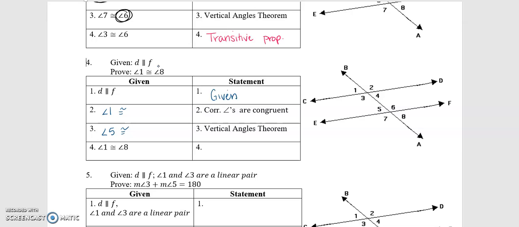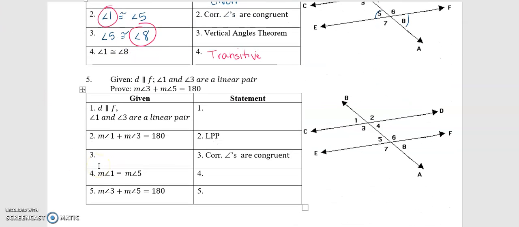Go ahead and check your answers. You should have angle 5 is corresponding to angle 1, so those are congruent. And then 5 is going to be vertical to 8. So now we can put 1 and 8 together, just like on that first proof, with the transitive property of congruence. If you want to try this last one, go ahead and give it a go.